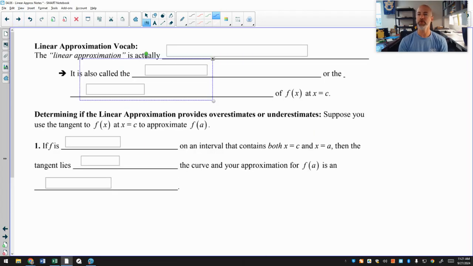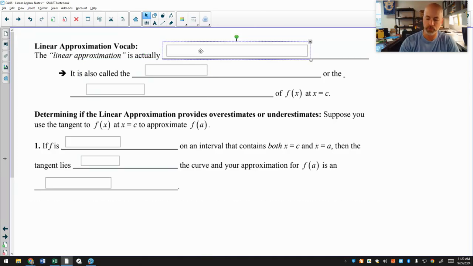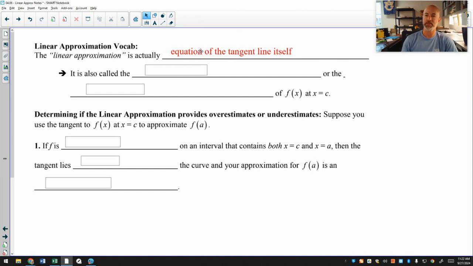Let's keep going. So the linear approximation, okay, here it is. I thought I talked about it in more detail. The linear approximation is actually the equation of the tangent line itself. Sometimes you will also see the tangent line called the linearization of the function or the local linearity. So if you see a question that says, what is the linear approximation to f of x at x equals 3, that's the same as saying, what's the equation of the tangent to f of x at x equals 3? Linearization and local linearity are also interchangeable there as well.